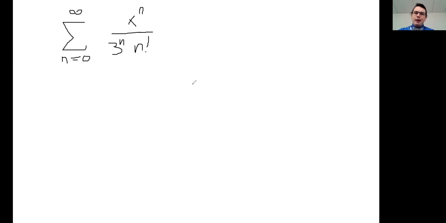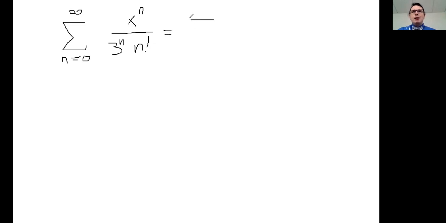Now, to get to the problem set, the first series I'm going to look at is the sum, n starting at 0 and going to infinity. And here I've got fractions with numerator x to the power n, denominator 3 to the power n times n factorial. I'm working in a bit of a limited context here. So my goal is that I will rewrite this formula to make it look more like one of those other Maclaurin series.